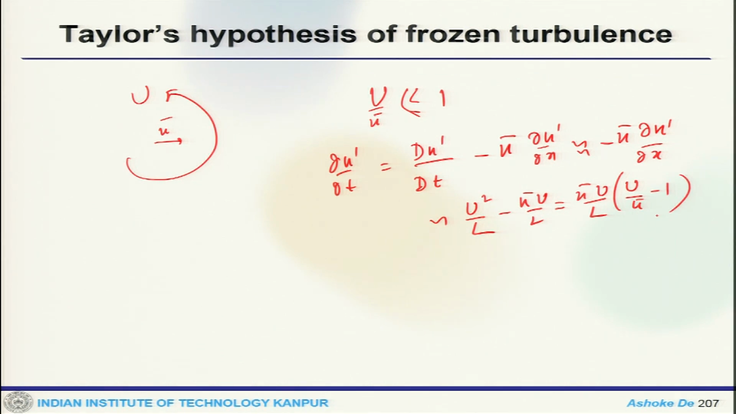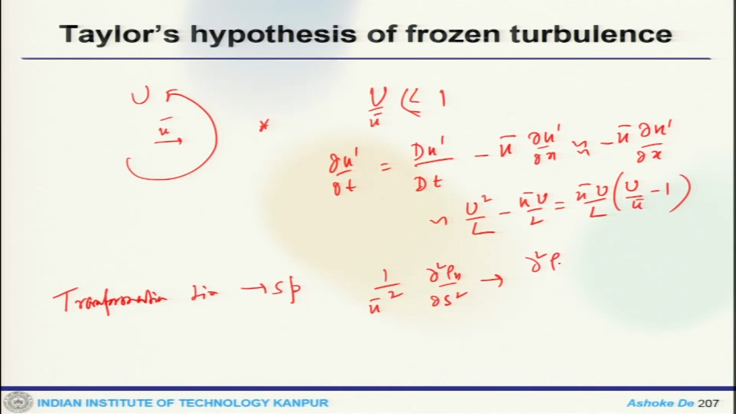In other words, one can think that the eddy is quickly advected by the mean flow. So this is the measurement location where we look, such that the eddy does not have time to change. The implication is that the measured time series is in fact a spatial series. So the transformation from time to space is: 1 by u prime square, del 2 rho 11 by del s2 gives del 2 R11 by del r2, and omega by u bar tends to k.